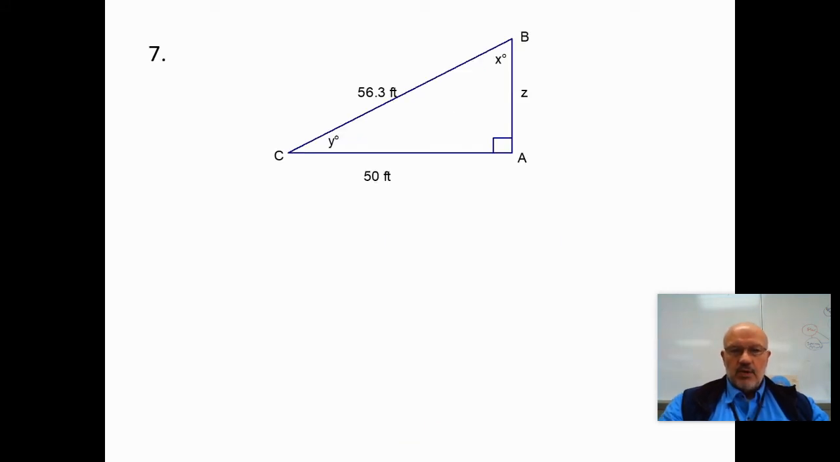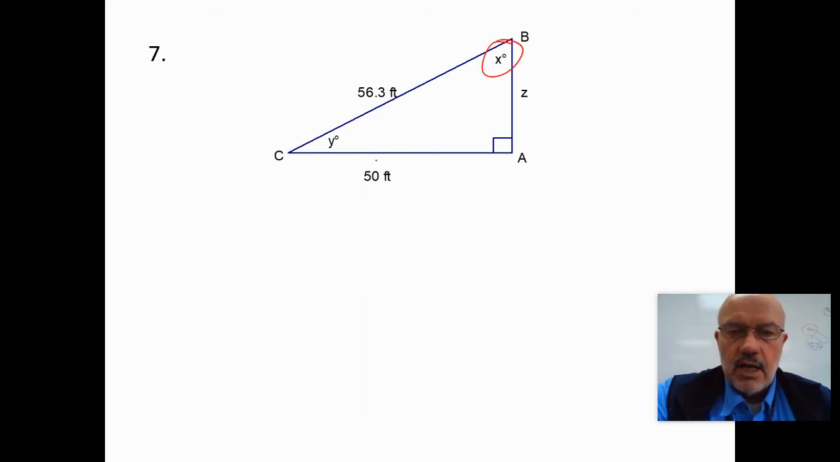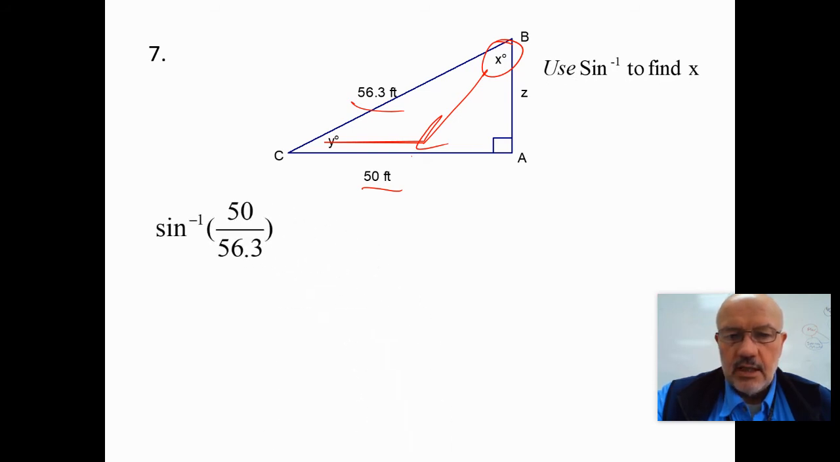All right, and then we've got this one here, number 7. And again, we've got to find x, y, and z. So here's x. Forget about y and z for right now. We have 3 pieces of information, 2 known and 1 unknown. What do we know? We know 2 side lengths. One of them is the hypotenuse. That means sine or cosine. The other one's the opposite leg from the angle we're trying to find. That's 50. So opposite over hypotenuse is sine. So we're going to use the inverse sine and figure out what x equals.